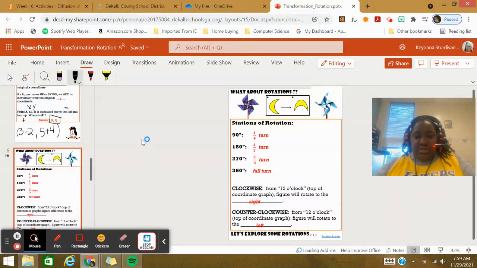There are 2 ways to do rotations. You have clockwise, which goes in the direction of a clock, which is this fan spinning this way, and then you have counterclockwise. So clockwise goes to the right, and counterclockwise, which is this other pinwheel here, it goes to the left. So it's going to spin the opposite direction.